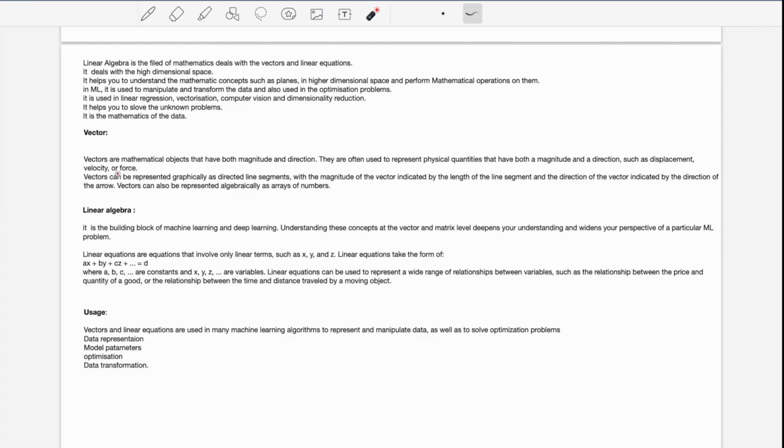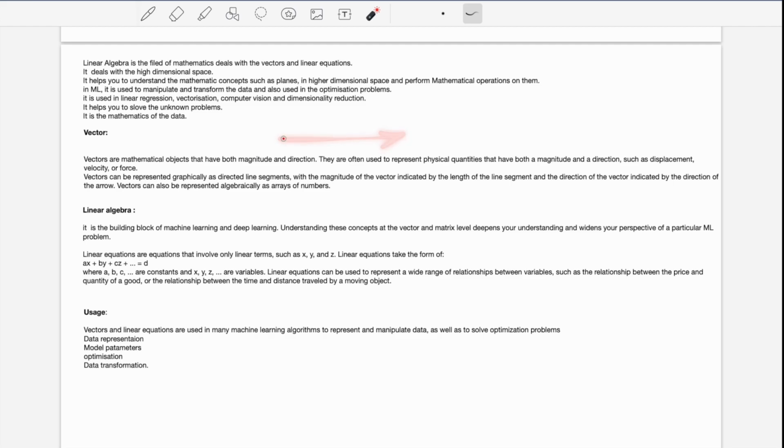In brief, vectors are mathematical objects that have both magnitude and direction. So it's just a vector that has a direction over here, and we have a length of this vector. What do you mean by length? The magnitude is also called length. It's just a fancy word for magnitude. Vectors can be represented graphically as directed line segments.